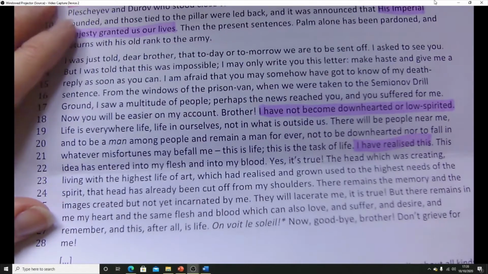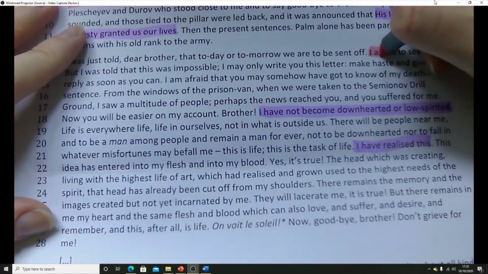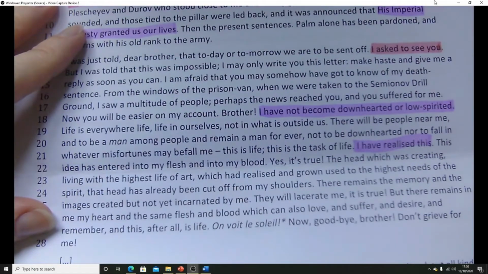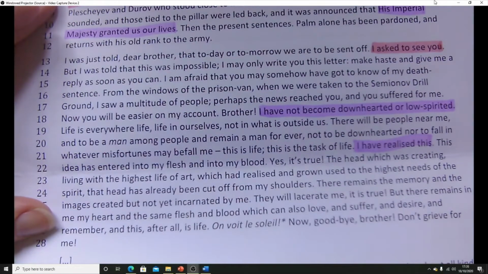I asked to see you, so that might be important because obviously he wanted to see his brother, showing again the sort of significance and importance of their relationship.